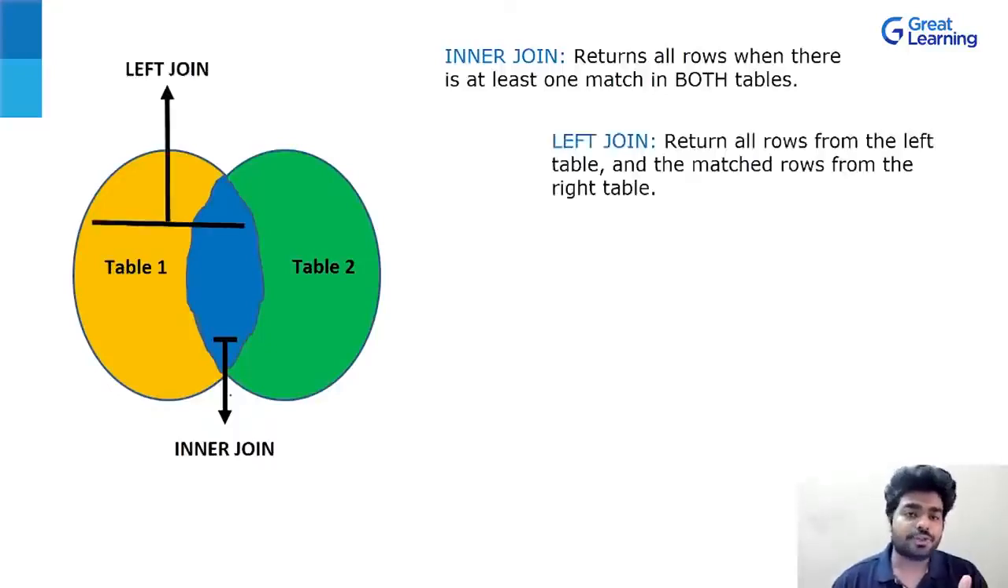When you talk about left join, in left join, the complete data of the left table plus the common one. Can you see the orange color and the blue color? So all the data from the left table, but only the common ones from the right one. See, return all rows from the left table and the matched rows from the right table.